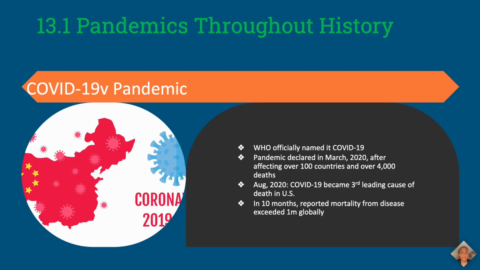COVID-19 pandemic. So in January of 2020, the World Health Organization announced that an outbreak of pneumonia-like symptoms caused by the 2019 novel coronavirus was occurring. They officially named it COVID-19, and the pandemic was declared in March of 2020 after affecting over 100 countries and over 4,000 deaths. In August of 2020, COVID-19 became the third leading cause of death in the United States, and in 10 months, reported mortality from the disease exceeded 1 million globally. Approximately 1 year after the initial outbreak, the FDA issued emergency use authorizations for 2 different vaccines for people greater than 16.